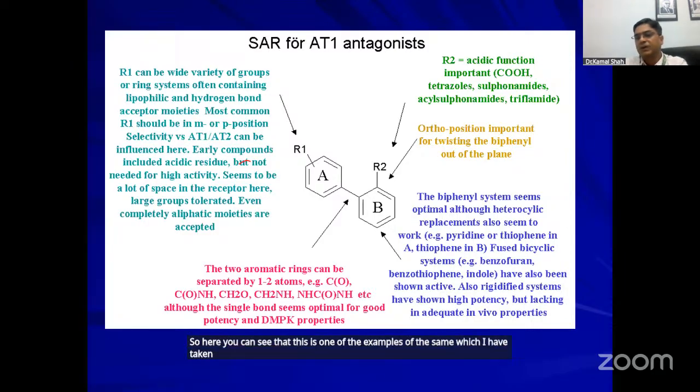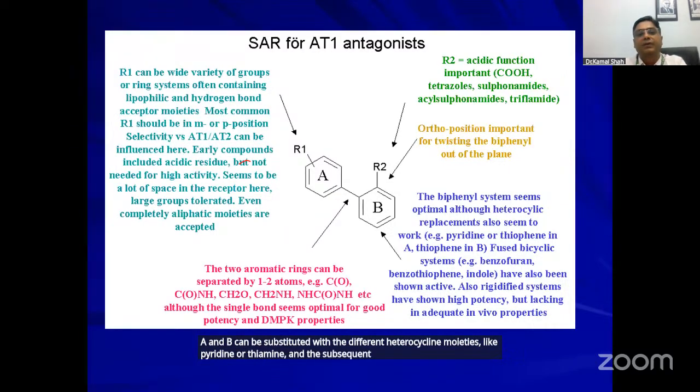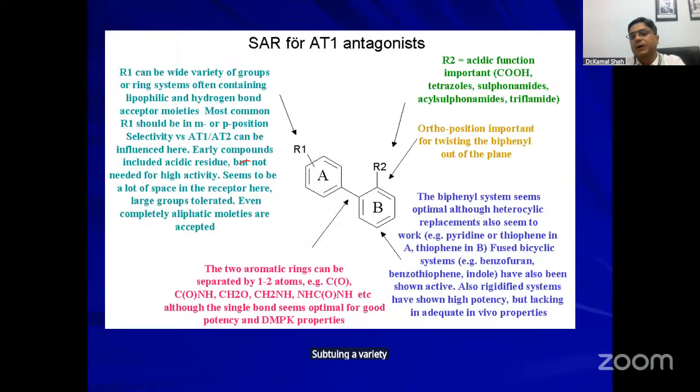I have taken here an example in which two rings are shown by A and B. These A and B can be substituted with different heterocyclic moieties like pyridine or thiophene, and the substituent can vary, a variety of groups can be attached to it. When these groups are designed or altered over this molecule, we get different structures, and through that we can generate the pharmacophore over a reported compound.